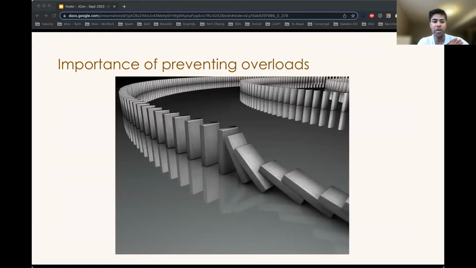Now, we've discussed some of the examples and scenarios of overloads, but the question remains, why are they so important to us? It's because if left unchecked, overloads can be devastating. They can result in cascading failures capable of bringing down an entire site or service.